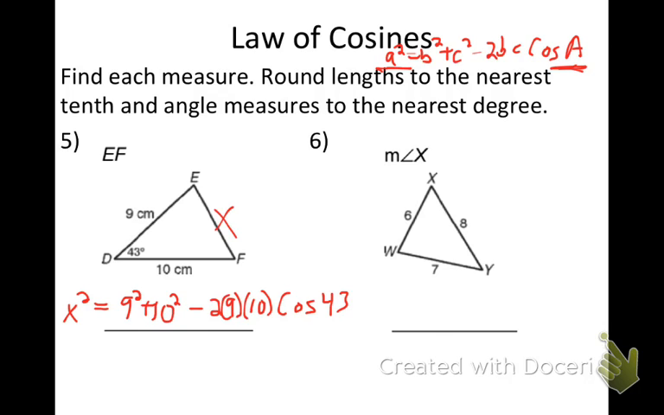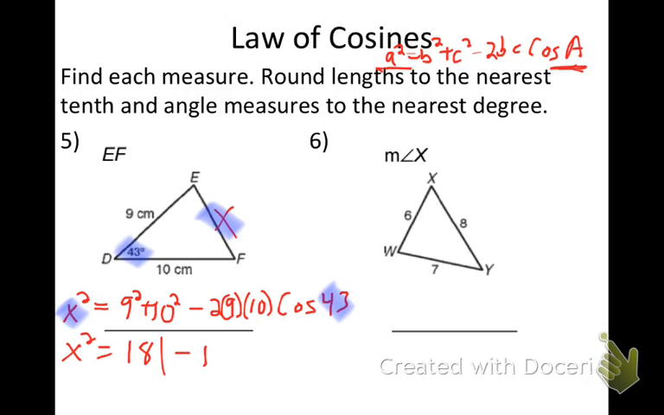Again, what's got to be important here? These have to make sure they are opposite of each other. In that, B and C are interchangeable. So I plugged everything in. Now I'm going to chug through the problem. I get X squared equals 181. Why is it 181? 9 squared plus 10 squared.